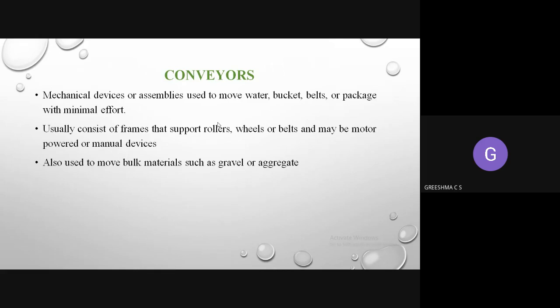So they are the mechanical devices which help you to convey or move water, buckets, belts or packages with minimal effort. So that is conveyors. Usually they consist of supporting rollers, wheels, belts, rotors. You have seen this in many places, like the belt. A lot of things. This is also used for the movement of bulk materials like gravel or aggregate.